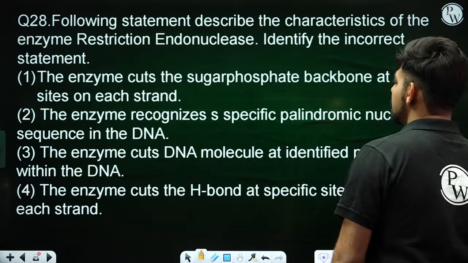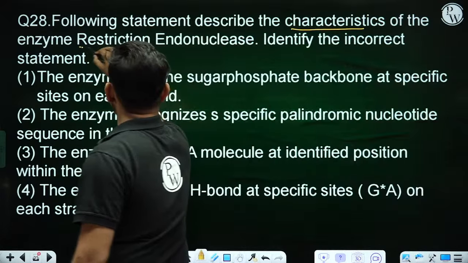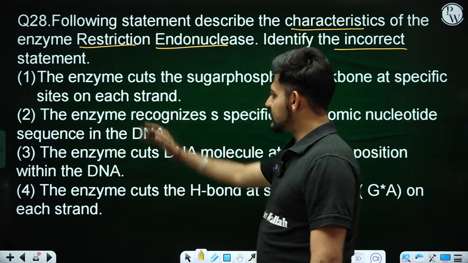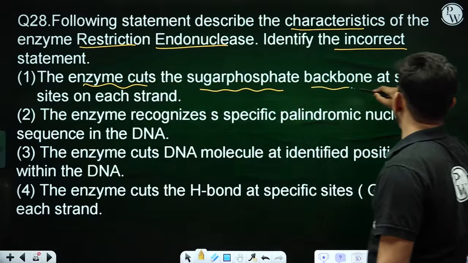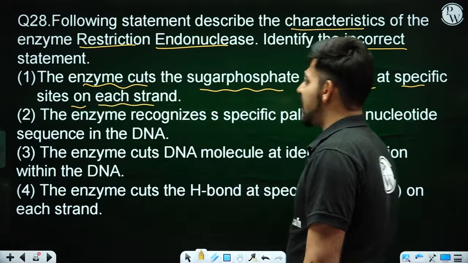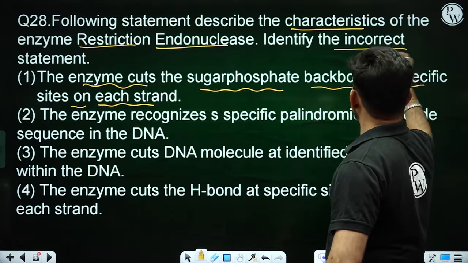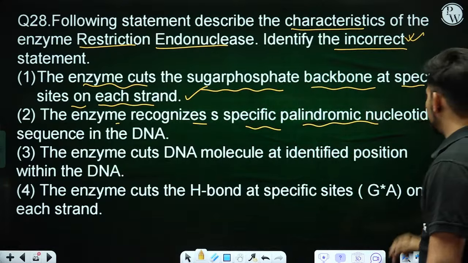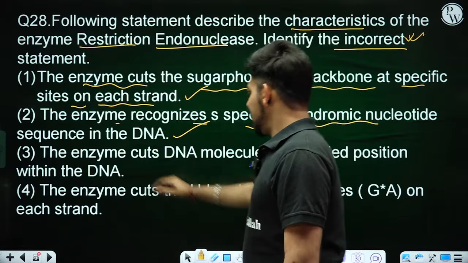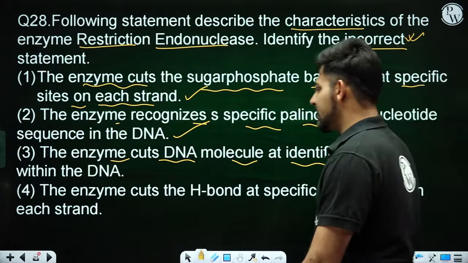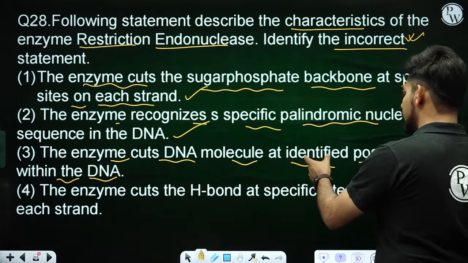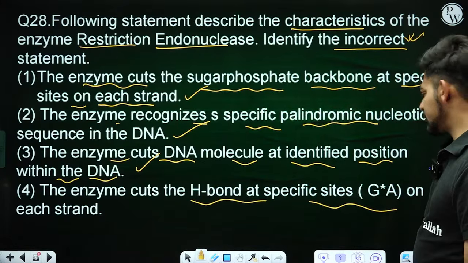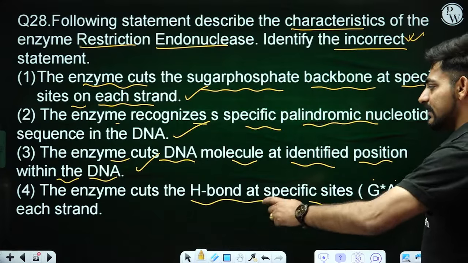Next question. Following statements describe the characteristics of the enzyme restriction endonuclease. You have to identify the incorrect statement. Let us read out the statements. The enzyme cuts the sugar phosphate backbone at a specific site on each strand. We have to find the incorrect statement, so this is correct. The enzyme recognizes a specific palindromic nucleotide sequence in the DNA. That's also correct. The enzyme cuts the DNA molecule at an identified position within the DNA. That's also correct. The enzyme cuts the H bond at a specific site in between G and A on each strand.